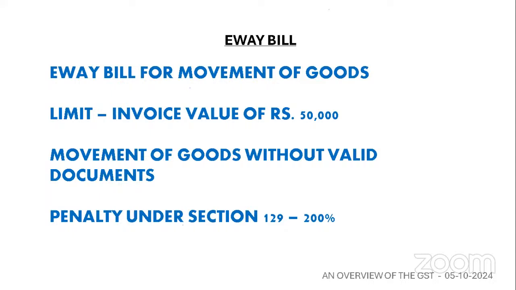Now, what happens if there is no valid e-way bill? Then you are liable to pay a penalty equal to 200% of the tax leviable on that particular goods. Say, for example, 10 lakh rupees is the value of the goods on which 18% is the tax amount. 1,80,000 is the tax involved. If you don't have an e-way bill, then 200% of the 1,80,000, that is 3,60,000, is the penalty you should pay to the government, and then you have to move the goods further.